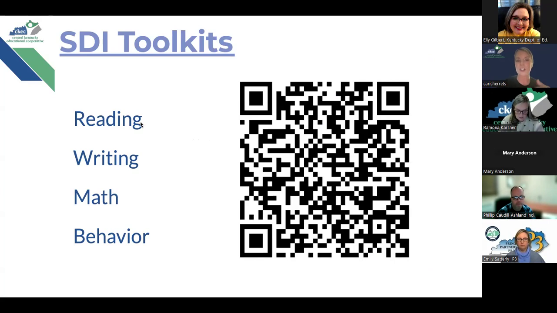And they are structured in a way that on the left-hand side, it will talk about an area of concern that the student might have, and then they will give you evidence-based and or research-based strategies that you can use for students with disabilities. So I encourage you, if you've never heard of these before, or if you're teachers in a building, ask a teacher, hey, have you looked at these SDI toolkits? I encourage you to check them out. It's an amazing resource. It's something that I feel every special education teacher in Kentucky can benefit from using.